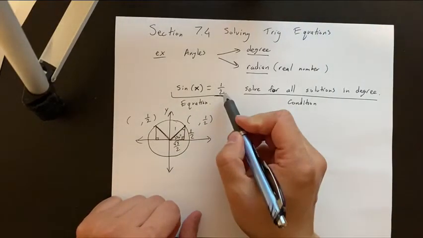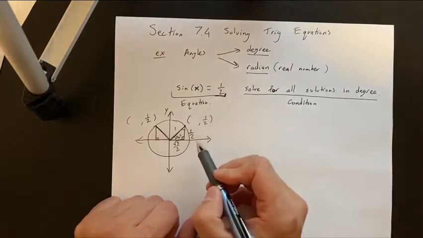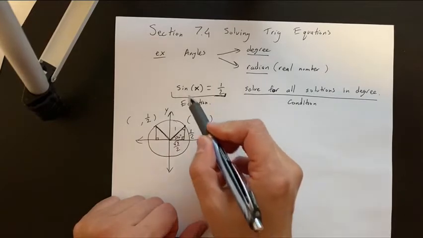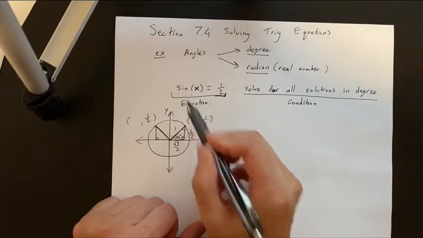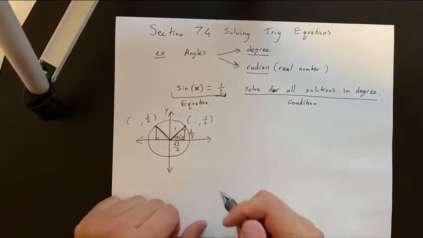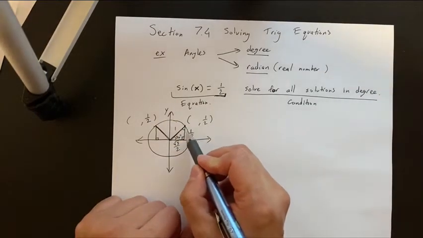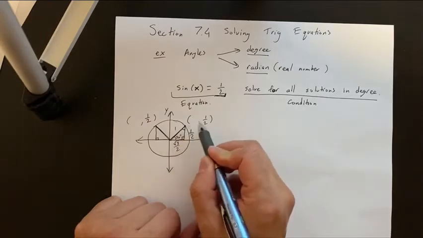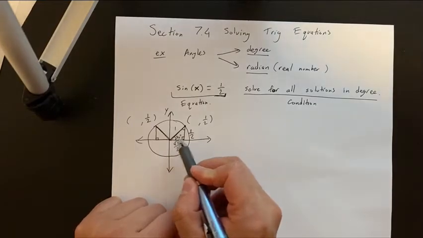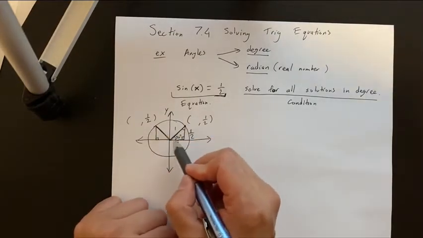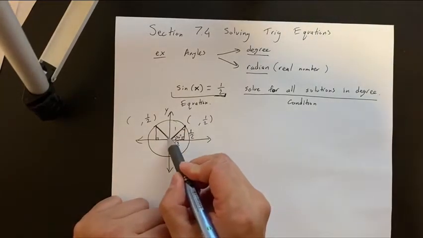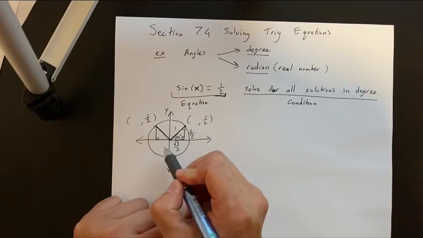So 1/2 is actually a pretty nice value. We do know the position on the unit circle that would give us the y value being 1/2. So we want sine to be 1/2. That's exactly saying we want the y coordinate on the unit circle to be 1/2. And there are two positions for that. The first position is in the first quadrant with angle 30. And by the symmetry of this unit circle, there is a second position in the second quadrant that would also give us the y value 1/2.